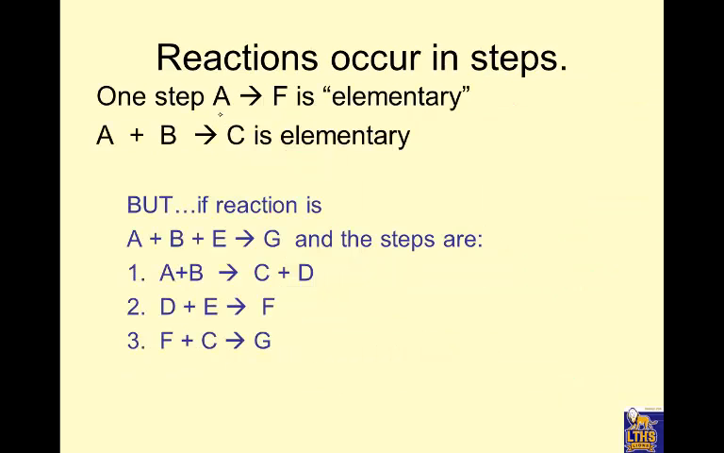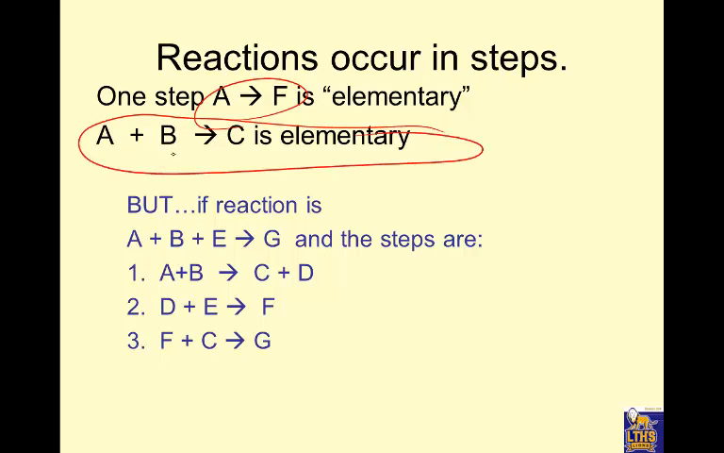Well, if you see a reaction that is A turns into F, and that's one step, then that's called an elementary step. So if this is your chemical reaction and this is exactly what happens, then this chemical reaction goes by one elementary step. But look at this chemical reaction. This happens in these 3 steps. First A and B turn into C and D, then D and E turn into F, then F and C turn into G. So what we do with the elementary steps of a reaction is we add them together.